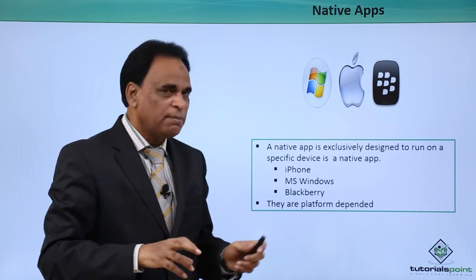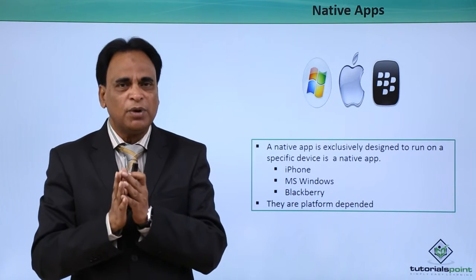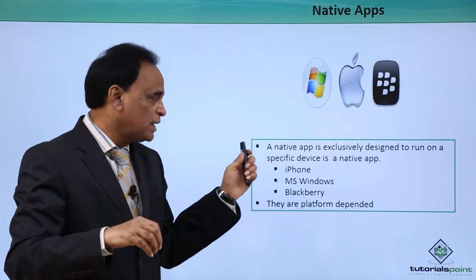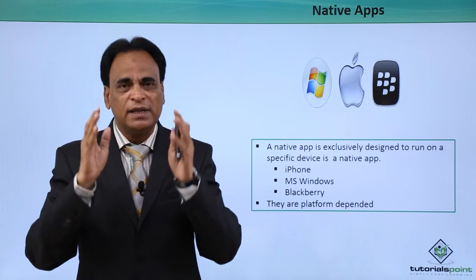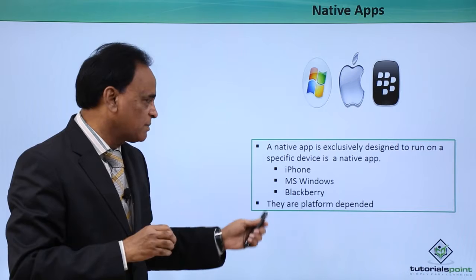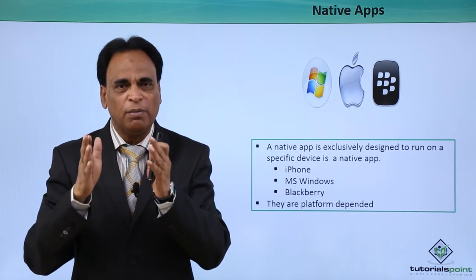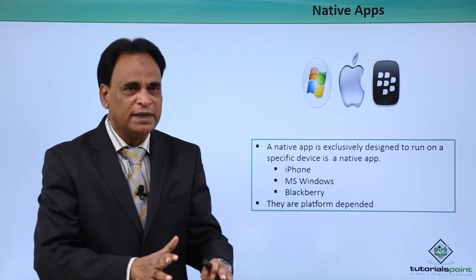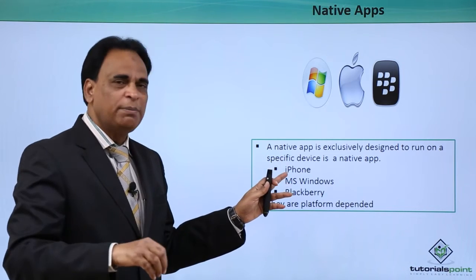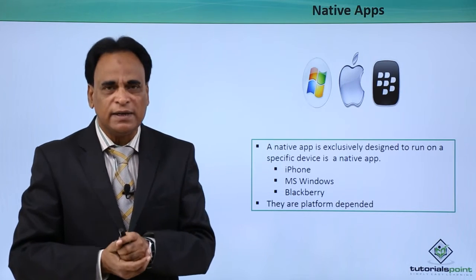iPhone, MS Windows, and BlackBerry apps are the native apps. If you build a mobile application to run on an iPhone, Windows, or BlackBerry, it runs only on those devices and those operating systems. They are platform dependent. These mobile apps that you build are platform dependent. It means an application built on iPhone is iPhone dependent. Similarly, Windows and BlackBerry apps are called native apps.